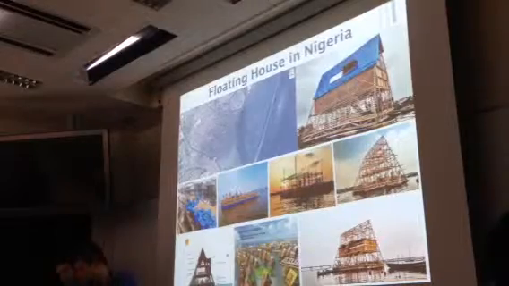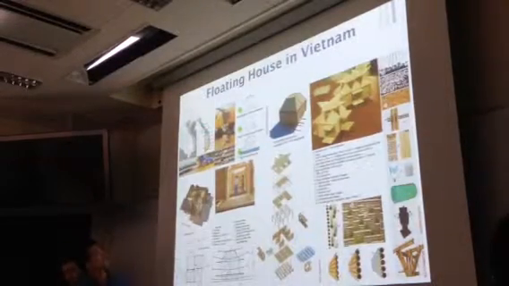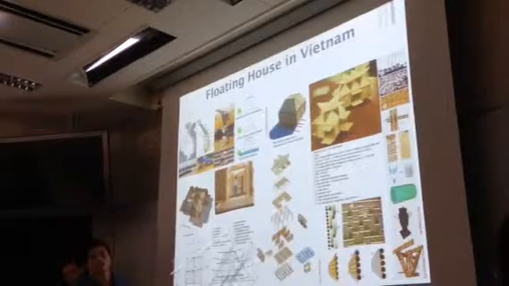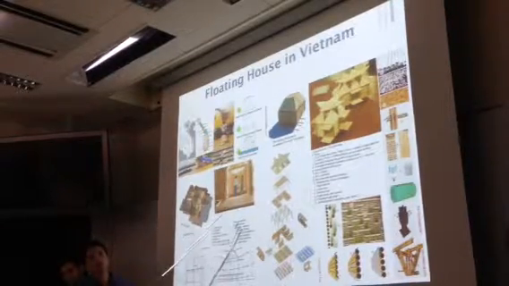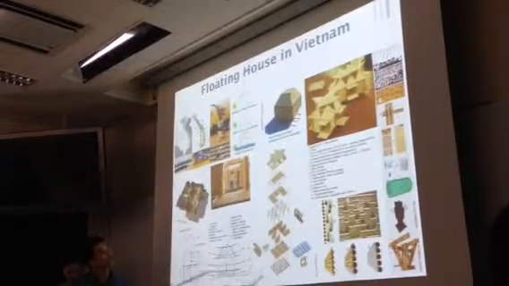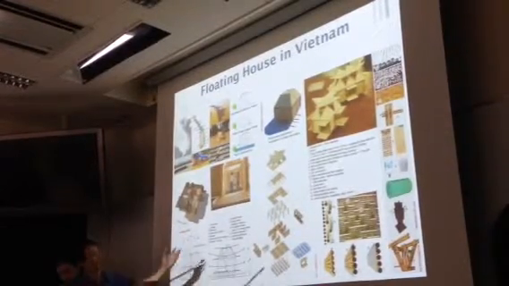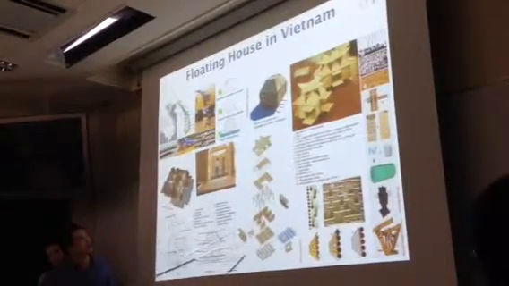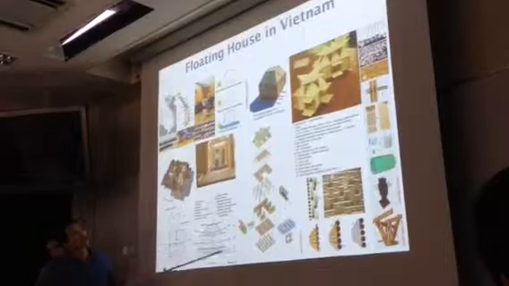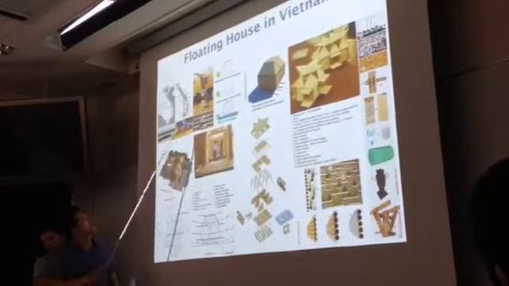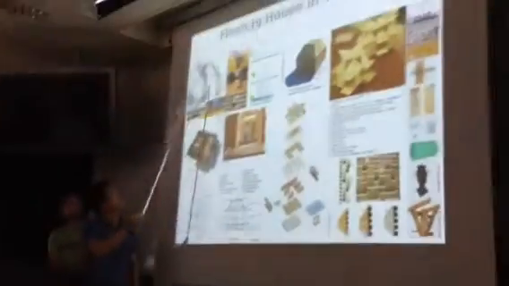And the next one is another design in Vietnam. The material is different from the previous one. All of the house is made of bamboo, and you can see the material and technology are very simple and cheap, so it's very suitable for the poor people in the floating area. This one is designed for people in the middle of Vietnam.